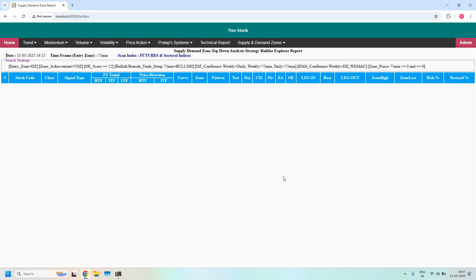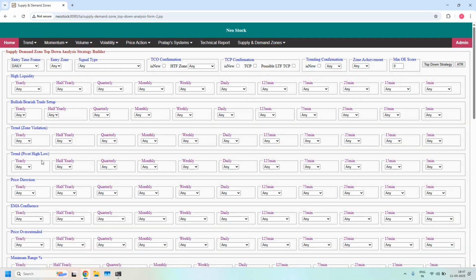Okay, this is about the bullish trade setup for weekly income trade. Next, bearish trade setup for weekly income trade. Entry time frame 75 minutes. Entry zone, supply zone in bullish or bearish trade setup at 75 minutes.